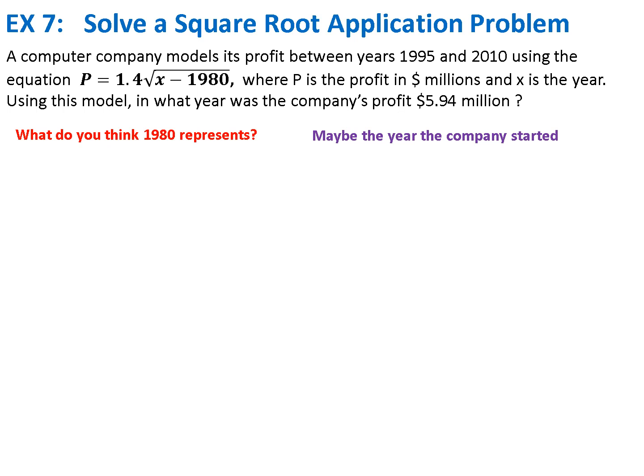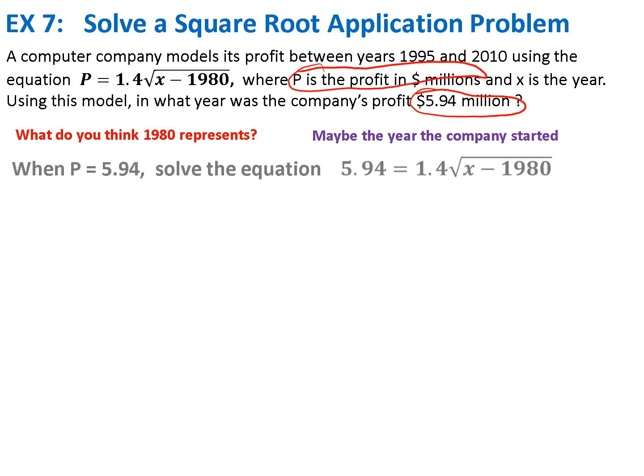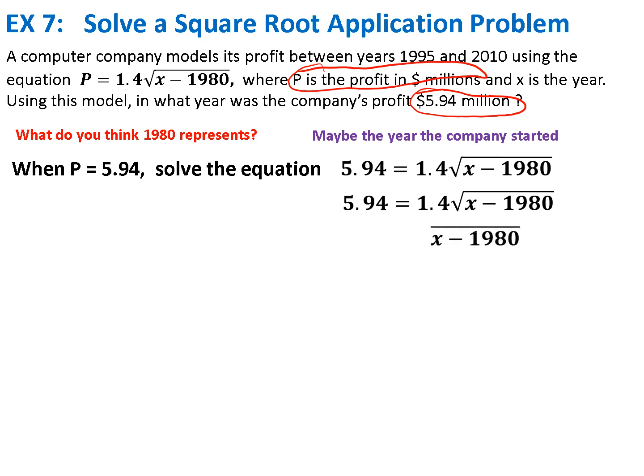So let's jump into solving. Now, I want to know, when was the company's profit 5.94 million? Now, I don't need to convert this to 5,940,000. No, we don't need to convert it because P is already in millions. So when P is 5.94, we want to know what year gave us that. So first thing we're going to do is set it equal. Now, we have to isolate the radical. So to isolate the radical, we're going to divide both sides by 1.4. When I do that, I get 4.24 is equal to the square root of x minus 1980.